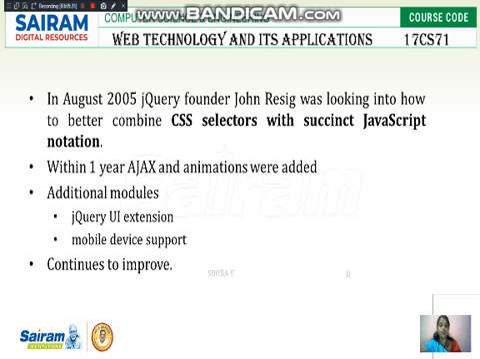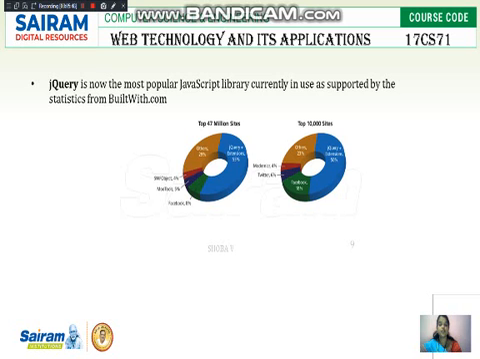In August 2005, John Resig was looking into how to better combine CSS selectors with efficient JavaScript notation. Within 1 year, Ajax and animations were added. Additional modules for jQuery UI extension and mobile device support, and these additional extensions continue to improve its use. jQuery is now the most popular JavaScript library currently in use, as supported by statistics from builtwith.com. We can compare the top 47 million sites and the top 10,000 sites.